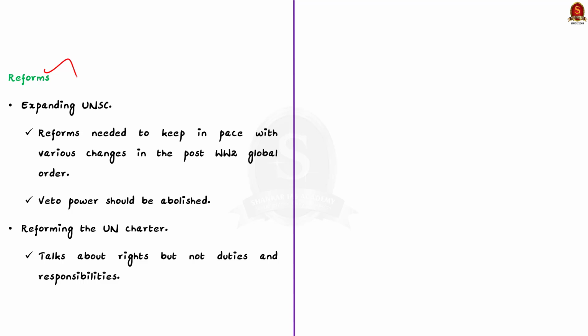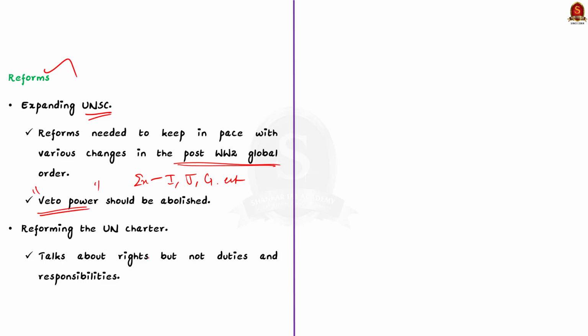Firstly, expanding the United Nations Security Council. The UN system should be reformed keeping in pace with the various changes in the post-World War II global order. The rising aspirations of countries should be addressed to make the body more relevant. For example, UNSC should be expanded, including India, Germany, Japan, etc. This will increase the credibility of the organization. Also, the veto power should be abolished in order to create a balance in the power system.